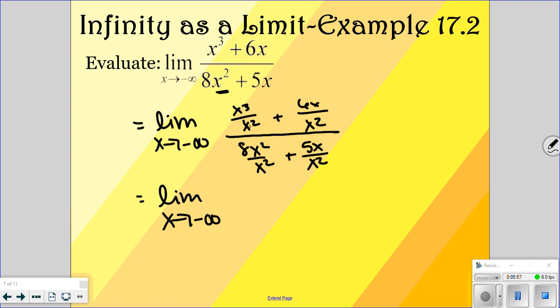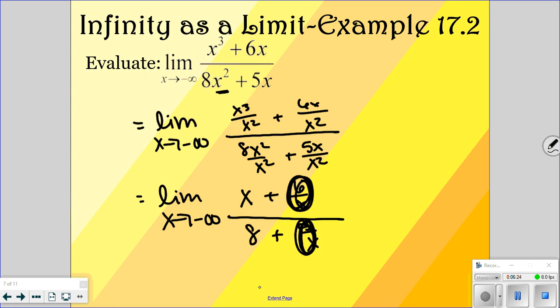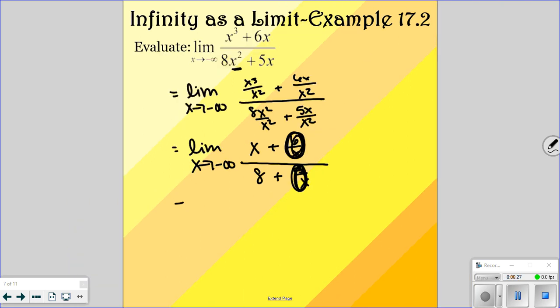So x cubed over x squared is x. This would become 6 over x. And then over 8 plus 5 over x. So that's how it simplifies. Now again, this is going to become 0, and this one's going to become 0. And so we're left with x over 8. So we have to keep the limit because that's not our answer yet, because we still have an x in the function right now. So we have x over 8.